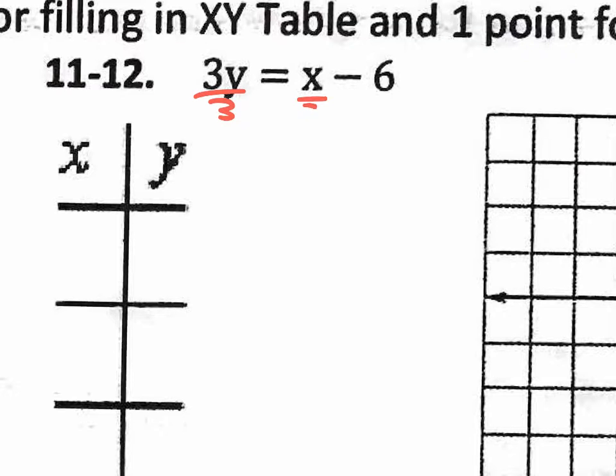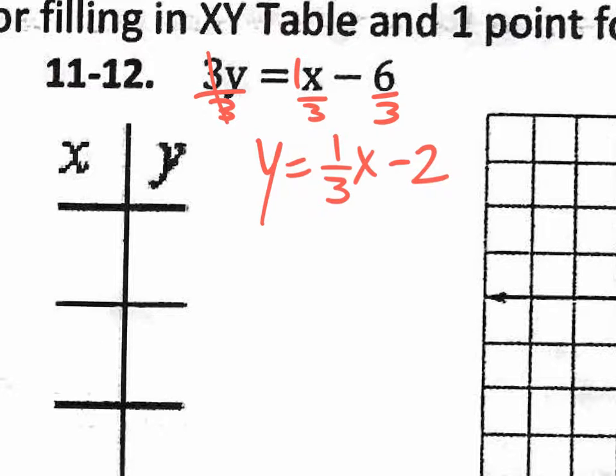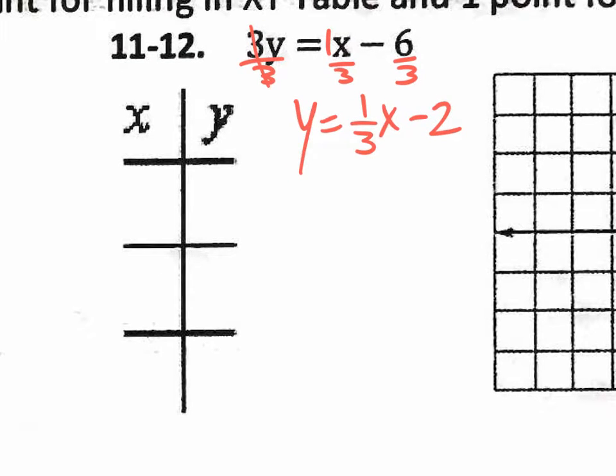Divide by 3. Now, here's the interesting part. What number is in front of x? 1. So you need to know that there's a 1 in front of x. That way, when you rewrite this thing, the 3's cancel. You're going to have y equals, it's really 1 divided by 3 with the x on the side, minus 2. Okay. And now that you see that fraction in front of x, now you know what inputs to use. Remember, most of the time we do 0, 1, and 2, but when we have a fraction, you want to use what?